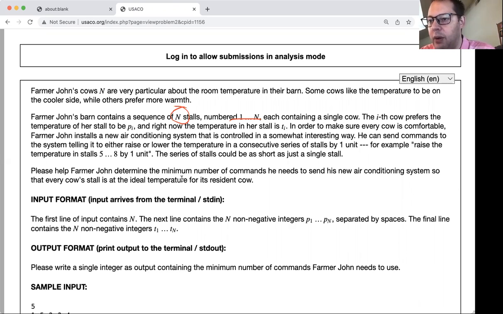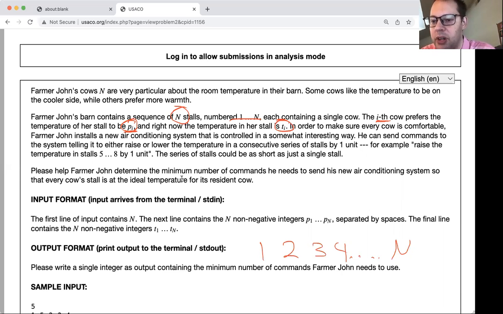The ith cow prefers the temperature of her stall to be P_i. Okay, so what that means, we've got cows in stalls numbered 1, 2, 3, 4, up to whatever N happens to be. For every cow, there is a preference for that cow. So P_i, for example, in the case of cow 1, we'd say P1. In the case of cow 3, we'd say P3. That's just the preference of cow 3 or the preference of cow 1. And right now the temperature in her stall is T_i.